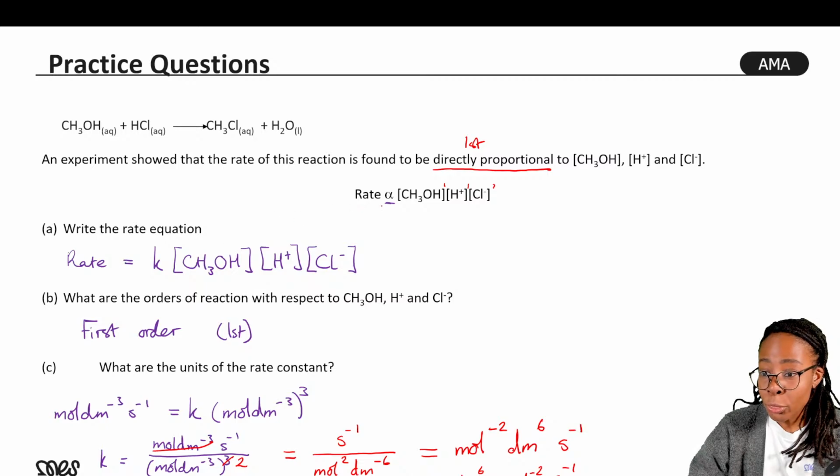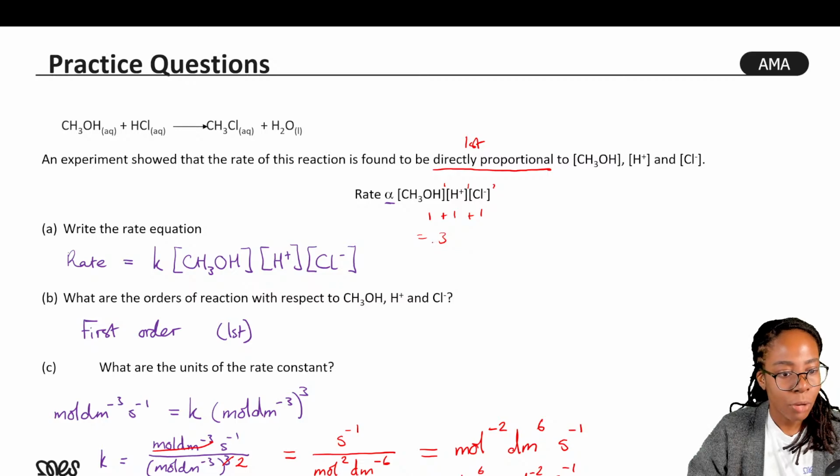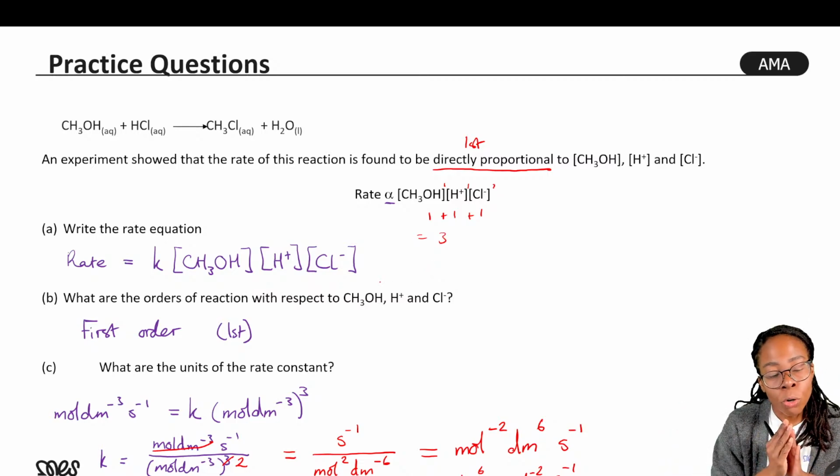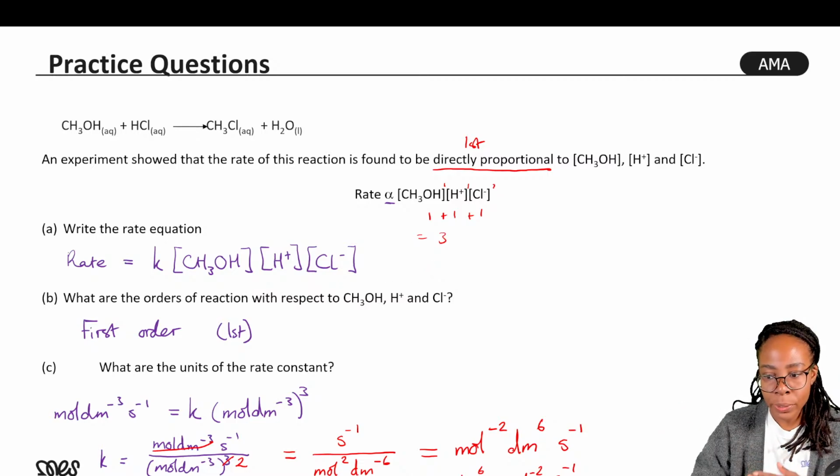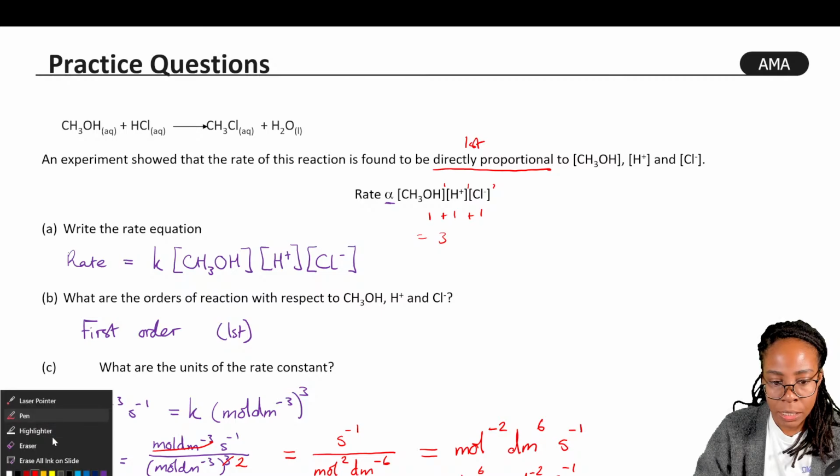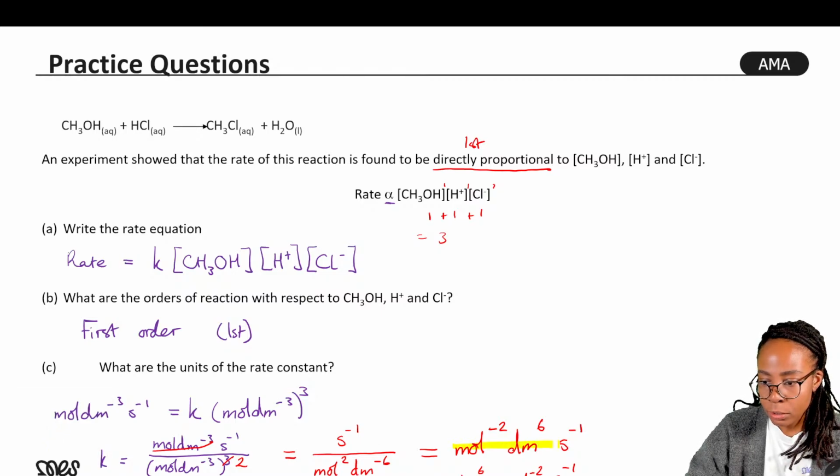Why do we do to the power 3? Because there's 3 of them. 1 plus 1 plus 1 will give us 3 overall. Okay, lovely, Miss Val. We are indeed sticking with rate, don't worry. Okay, so we're combining all of our concentration terms so that we can figure out the units. And these will be our final units for the rate equation, so for K.